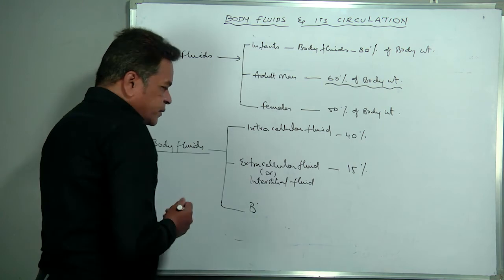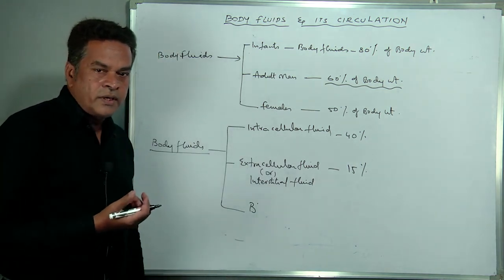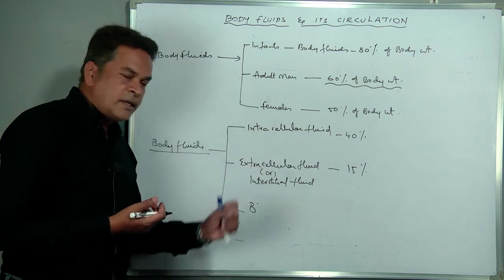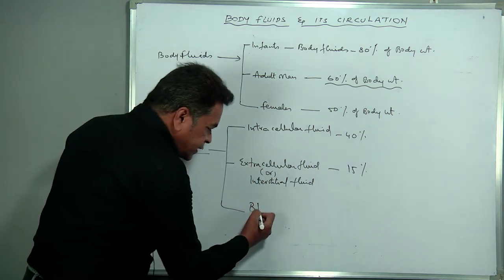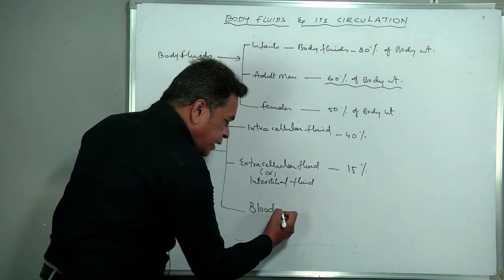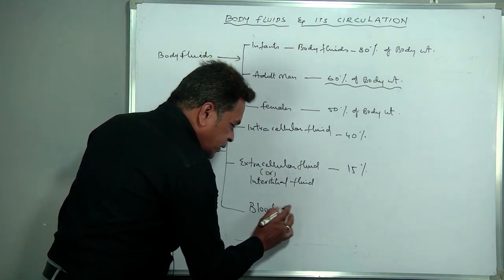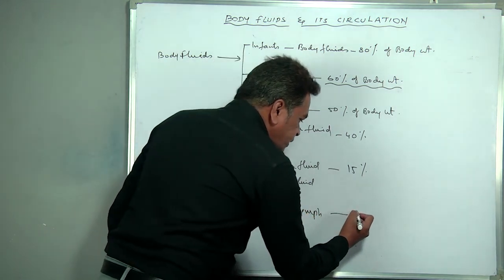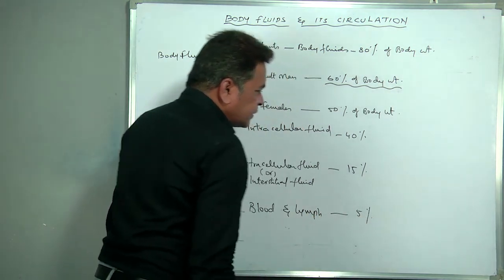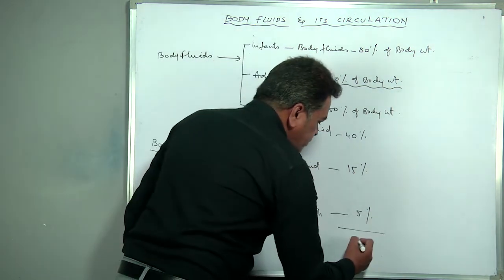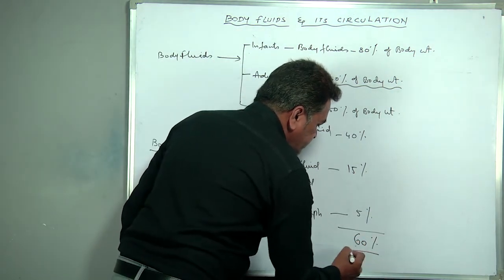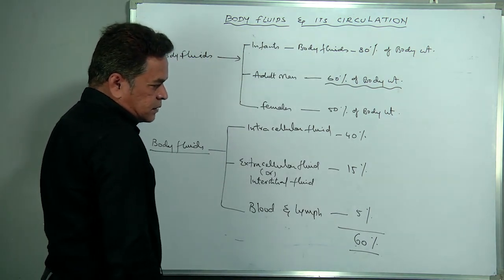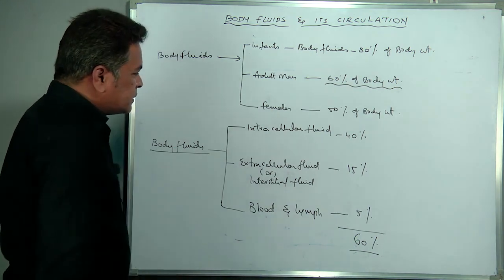What do body fluids mean? Generally the major fluid we consider is blood, but you also have to consider intracellular fluid and extracellular fluid. Let's take blood plus the other fluid, what we call lymph. Blood and lymph contribute only 5%. Then how much does it come to? Total it comes to 60% of body weight. This will be the body fluids.